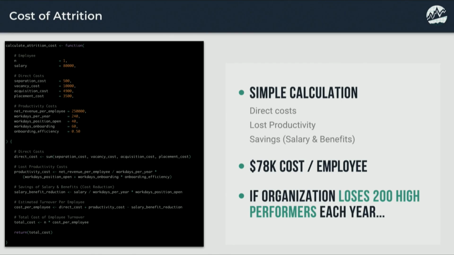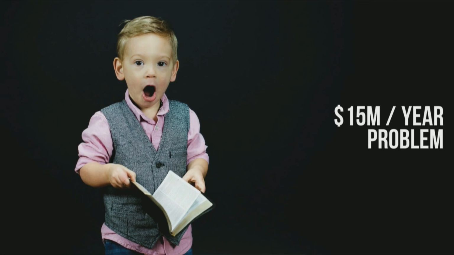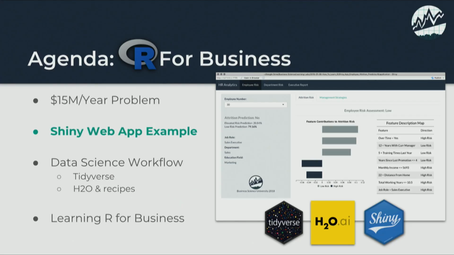So the funny thing that happens is typically companies don't just lose one person. It ends up being more of a systemic issue. And so what happens when a company such as, say, Walmart or Target, a competitor moves in and starts stealing your high performers? Before you know it, you've got a couple hundred that you've lost, and if you lose 200 performers each year, that's a $15 million problem. Yikes. So we want to prevent these high performers from leaving the company. I think that's pretty obvious by now.